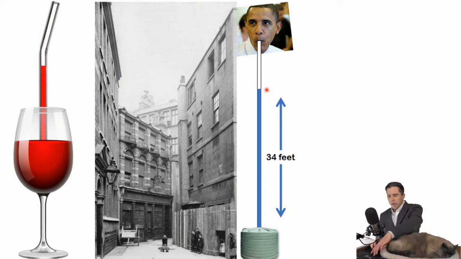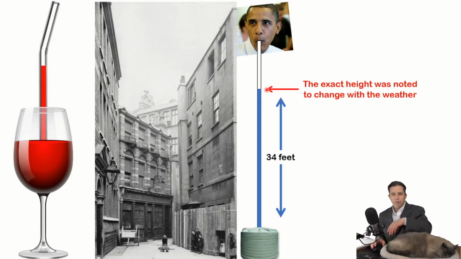Now, this problem had been known for a while, but here's a weird thing. When they did this, not only did it stay at its 34 feet mark, but they also noticed that the exact level kind of changed a little bit with the weather. And so if it was a sunny, clear day, it seemed to be a little bit higher. And if it was a cloudy, rainy day, it seemed to be a little bit lower. So that's kind of weird.